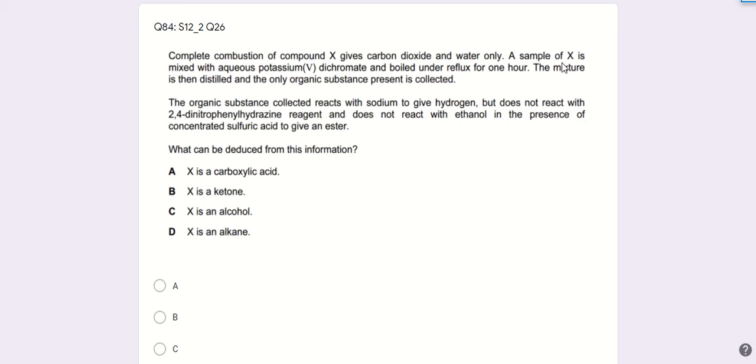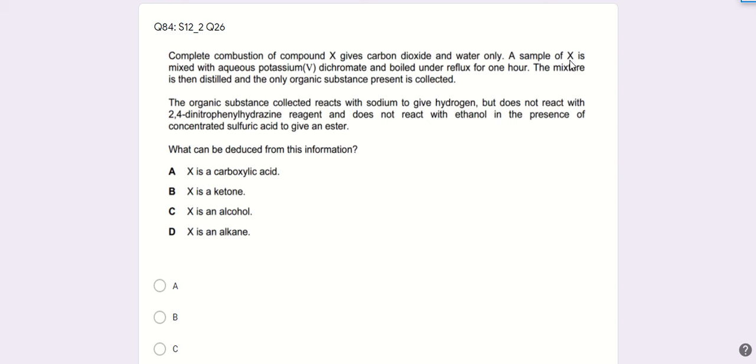A sample of X is mixed with aqueous potassium dichromate and boiled under reflux for 1 hour. I think there is a typo here. Aqueous potassium 5-dichromate, I think this 5 is wrong. It should be aqueous potassium dichromate(VI). I think they made a mistake here, a very bad mistake. Never mind, we just assume it's aqueous potassium dichromate(VI), which is an oxidizing agent. Boil under reflux for 1 hour.